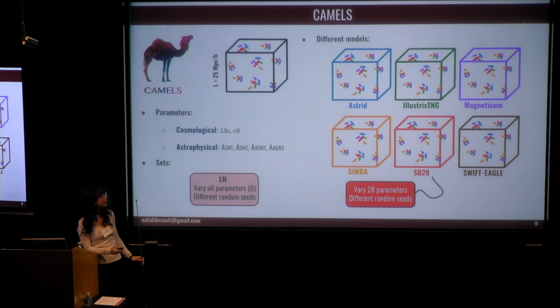And we can highlight the fact that SB28 is not a new simulation. It's nothing more, nothing less than the same IllustrisTNG, but varying many other parameters. So we are varying 23 astrophysical parameters and 5 cosmological parameters.